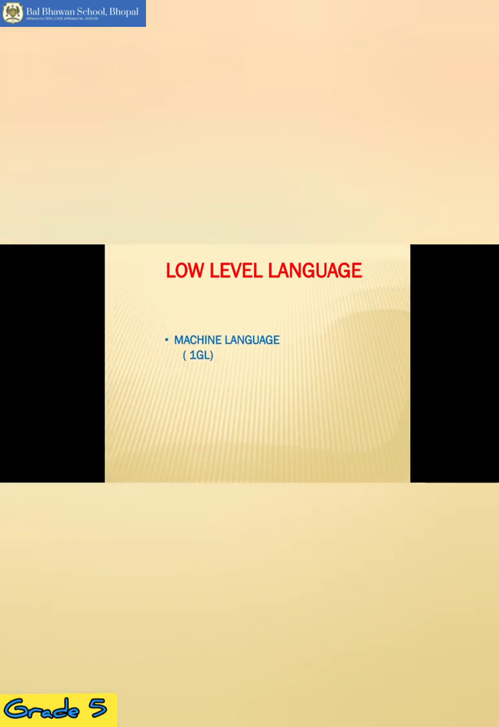The machine language, which is also known as first generation language and is also known as binary language. Second is the assembly language, which is also known as second generation language and is also known as symbolic programming language because it uses mnemonic codes, which are short sequences of letters like A for addition, C for comparison and L for loading, etc. Now, to convert this assembly language into machine language, we need assemblers.